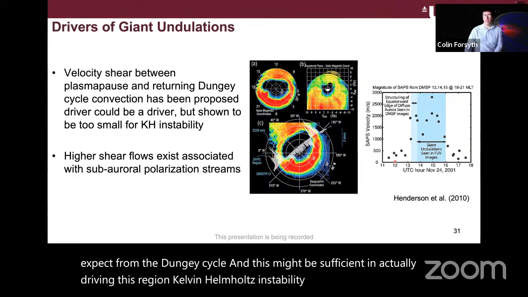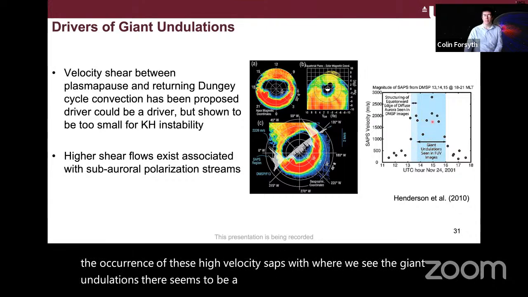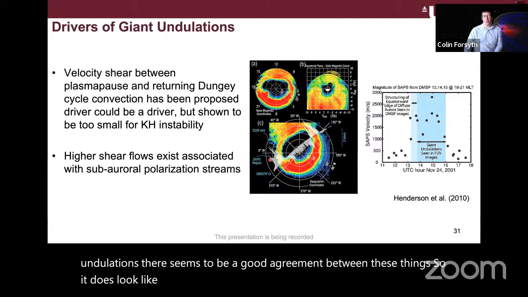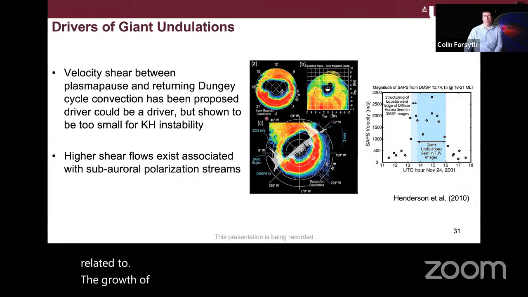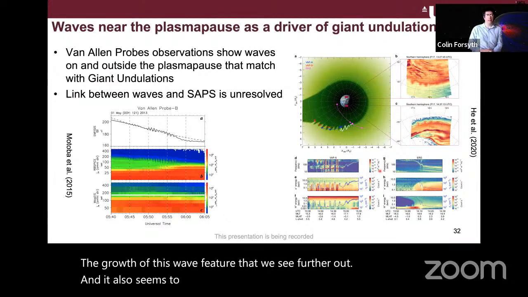If you look at the occurrence of these high velocity SAPs with where we see the giant undulations, there seems to be a good agreement between these things. So it does look like this feature, this SAPS feature in the ionosphere, is related to the growth of this wave feature that we see further out. And it also seems to have an impact on the plasma pores.